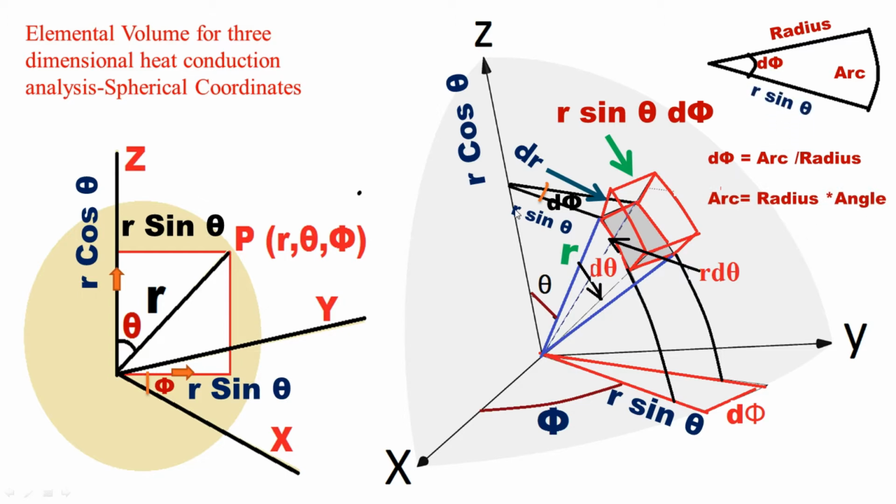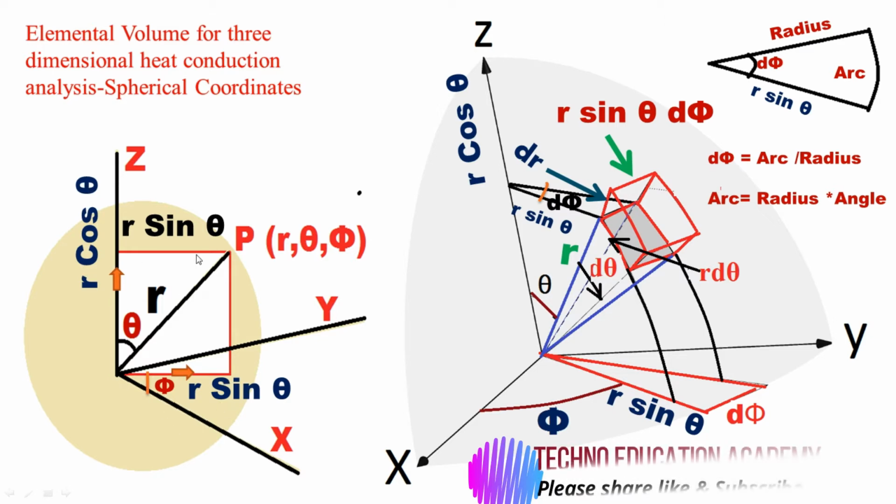Here the radius is r sin theta. We have already discussed how we can derive r sin theta by resolving the component of radius, and this term makes the angle with the reference line. So this is r cos theta, this is r sin theta, and this is also r sin theta. So the radius is r sin theta. Whenever we put the value in this equation, arc equals radius into angle.